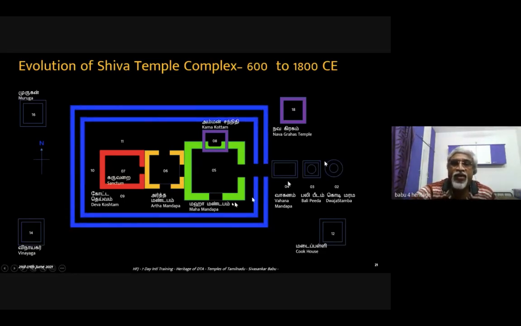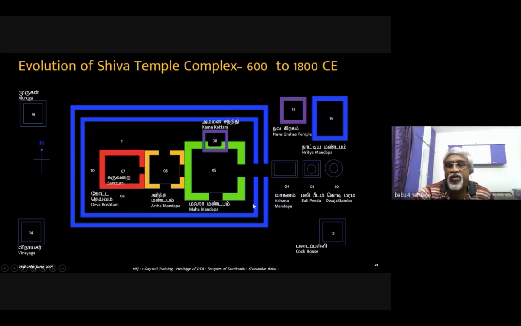And by the time the Vijayanagara people came, they started developing big walls around each of these enclosures and started putting roofs on top of all these structures. Then they built mandapas all over the place, Nritta Mandapa, Kalyana Mandapa, the many mandapas around this place.